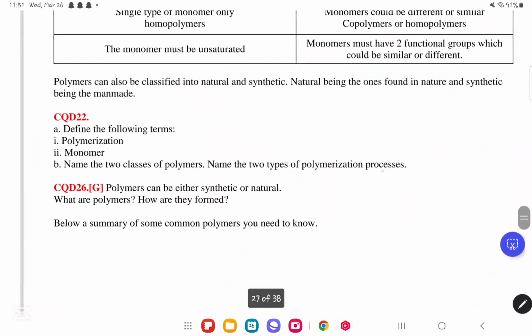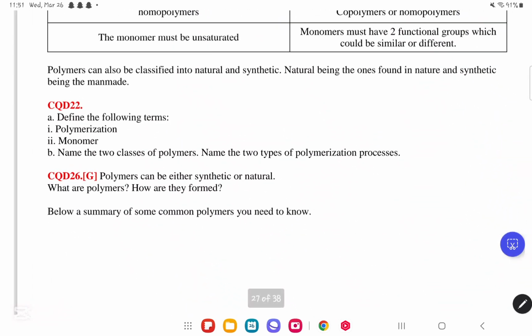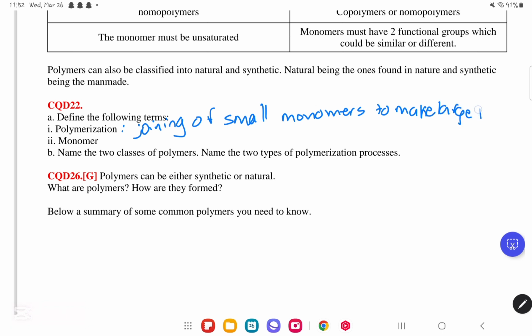We will move on to the next CQD, which is CQD number 22. In CQD number 22, they said define the following terms. So the first term is polymerization. I will say it then I will write it. Polymerization is the process of joining small and simple molecules called monomers to form a large macromolecule called a polymer. So joining of small monomers to make large polymers.